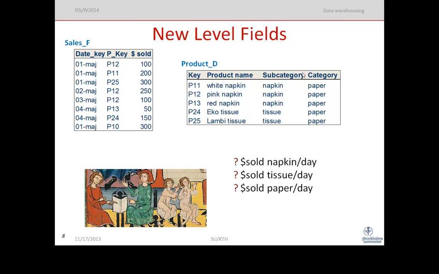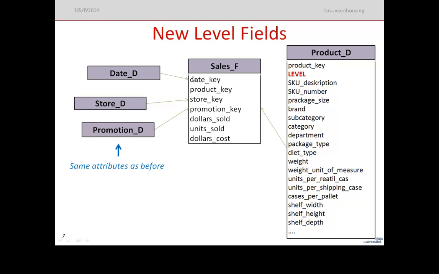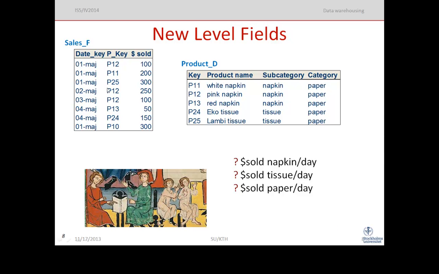And we can also see that a pink napkin has a subcategory, napkins, and in the subcategory napkins we also have white napkins and red napkins. Those belong to the category of paper. And in the category of paper we don't only talk about napkins, we also talk about tissues, where we have the eco tissue and the Lambi tissue, for instance. And in the fact table you can see the dates, 1st of May, 2nd of May, 3rd of May, 4th of May, and so forth, the individual products, and the facts, the amount sold.